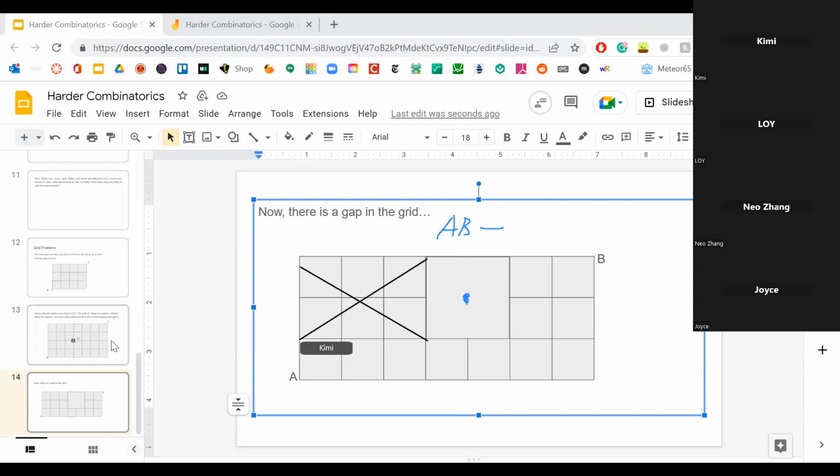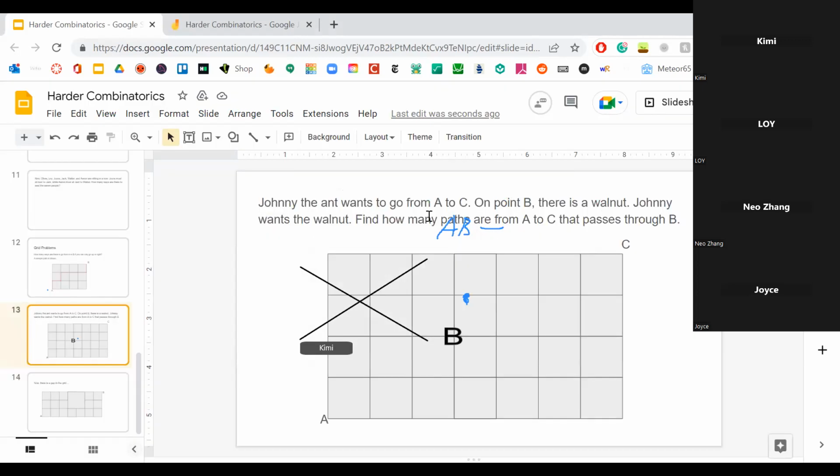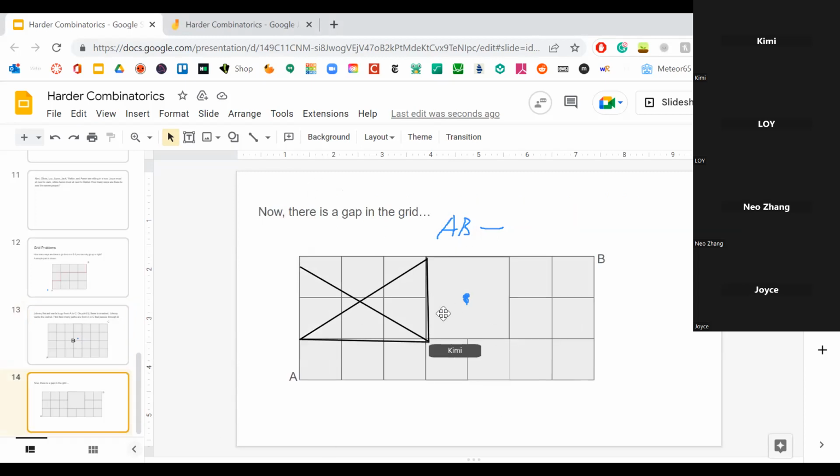Remember in the last problem, in this problem here, we already figured out how to solve for all the possible methods when we're going through a single point, right? We go from A to B first, and we add that to all the ways to go from B to C. So this problem here, Kimi, could you erase that real quick?